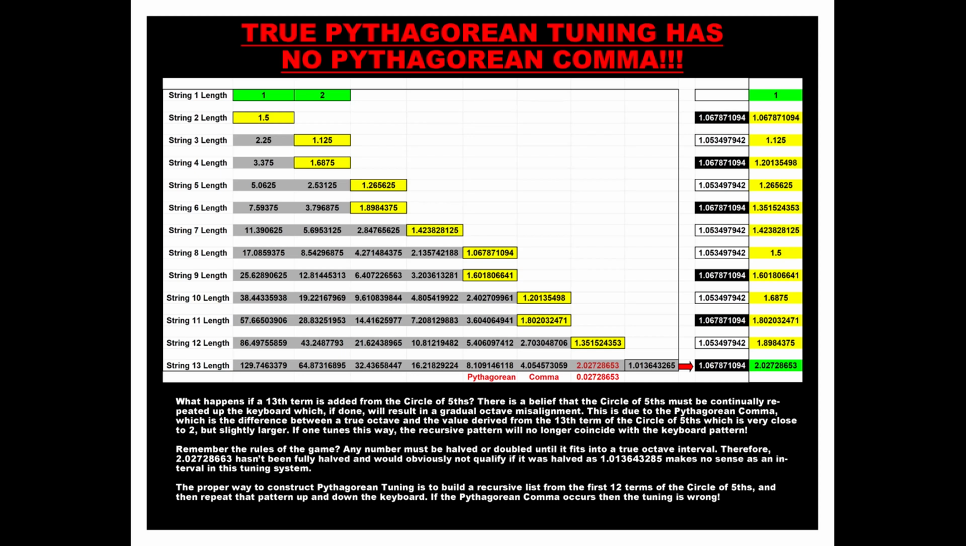Therefore, 2.02728663 hasn't been fully halved, and would obviously not qualify if it was halved, as 1.01136438285 makes no sense as an interval in this tuning system. The proper way to construct Pythagorean tuning is to build a recursive list from the first 12 terms of the circle of fifths, and then repeat that pattern up and down the keyboard. If the Pythagorean comma occurs, then the tuning is wrong.